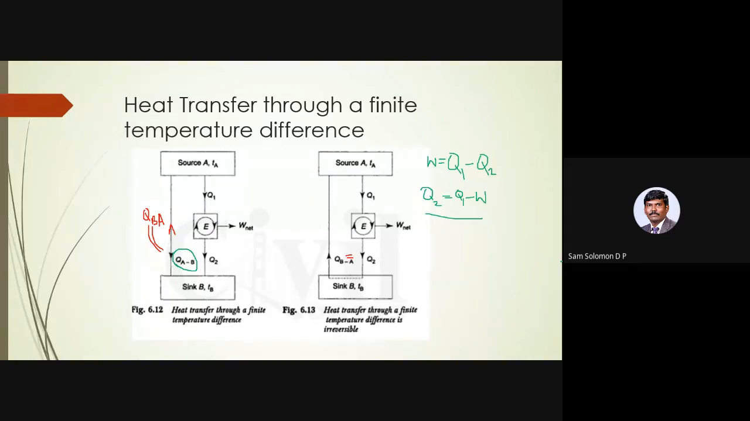Are you able to understand this? This is a kind of vague, but that is how it is being proved. Are you clear? Yes, sir. Still not convinced? Yes, sir. Got it. Okay.